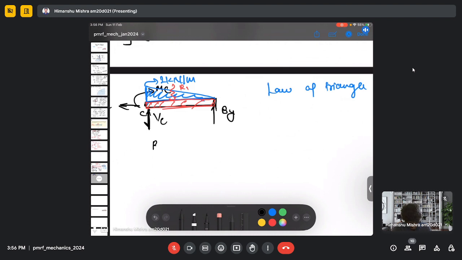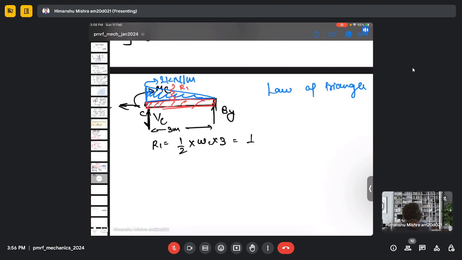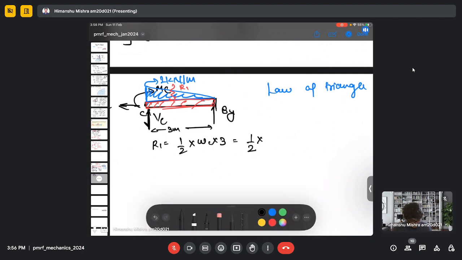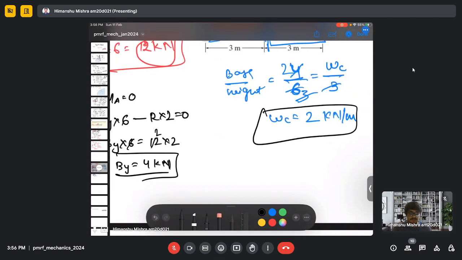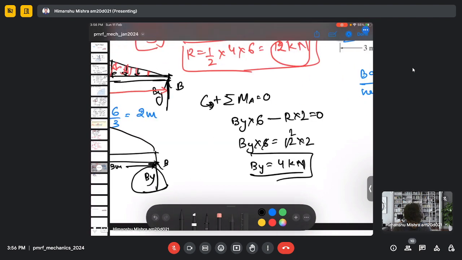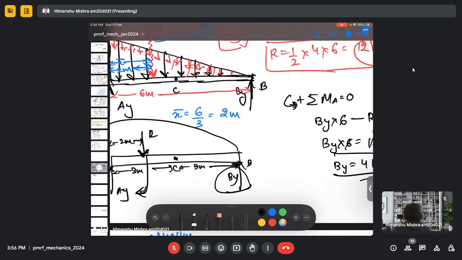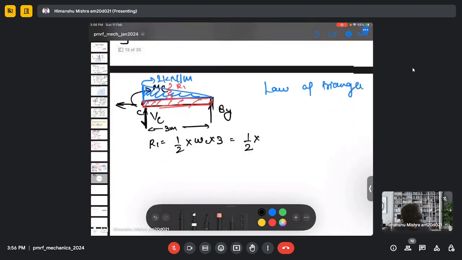So now to calculate R1, it's the area of the triangle, which is WC multiplied by 3, so 1 by 2. W is, we got 2 here. This is 2, 3. So my R1 is 3 kilonewton.